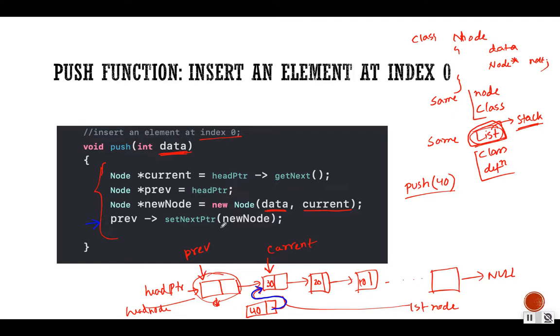Now let's look at the last line. I'm calling the function set next pointer for the previous node. The next pointer of the previous node is going to be the new node. Instead of the next pointer being the current node, now the next pointer of previous will point to the new node. That's how my top of stack will be the value 40, then 30, 20, 10 and the rest of the values in the stack. Any time I have a new value, it will always be inserted at the top, at index 0.